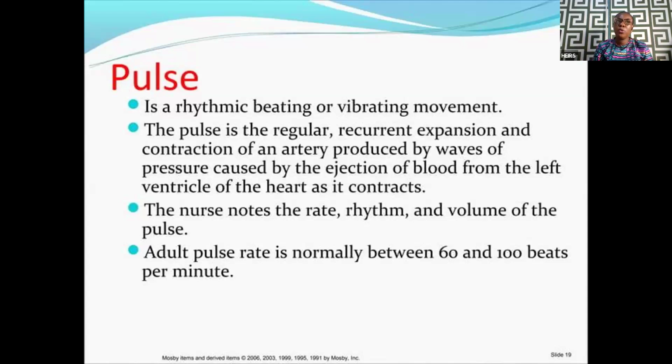And your aim when you're taking a patient's pulse rate is to know the rhythm, the rate, and the volume of the pulse. Rhythm, a pulse should have a rhythmic beat.